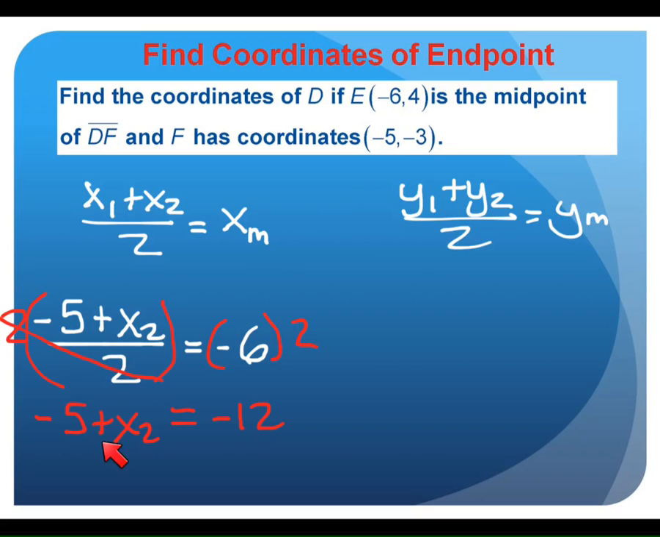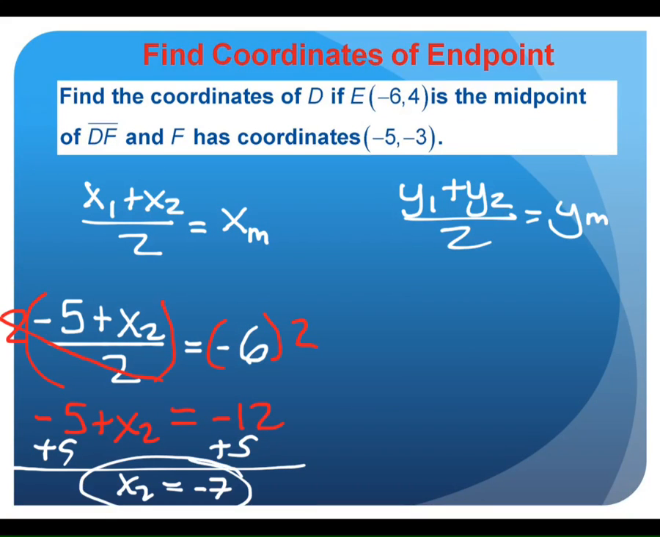Okay? Well, to solve this for x sub 2, I need to get rid of this -5. Add 5 to both sides. So I get the second endpoint is at -7. Okay? So this time, it was kind of like I gave you the answer to this problem. Give me the other portion of the question. Well, the x-coordinate is -7.